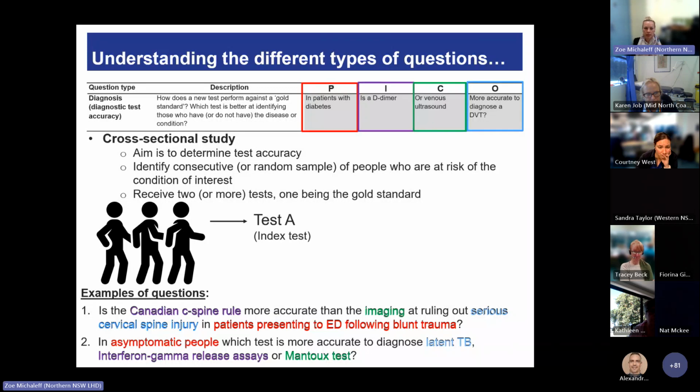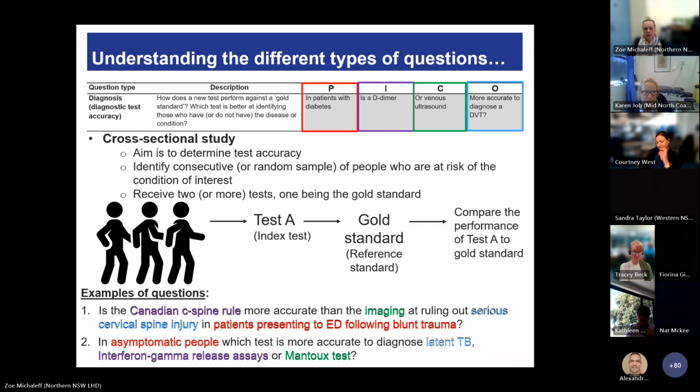All those people would then receive the index test, so the new test or assessment that you're interested in. They also would receive the gold standard, sometimes referred to as the reference standard. So again, this is the gold standard or usually the usual care that's being provided. And then you would compare the results of test A to the gold standard to determine how well test A performs in identifying people with or without the condition of interest compared to the gold standard.